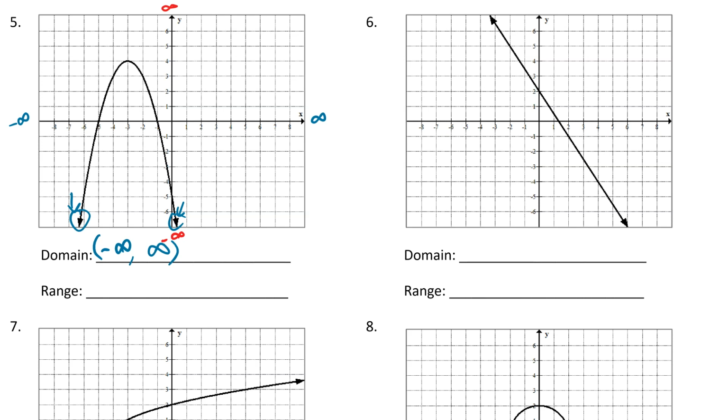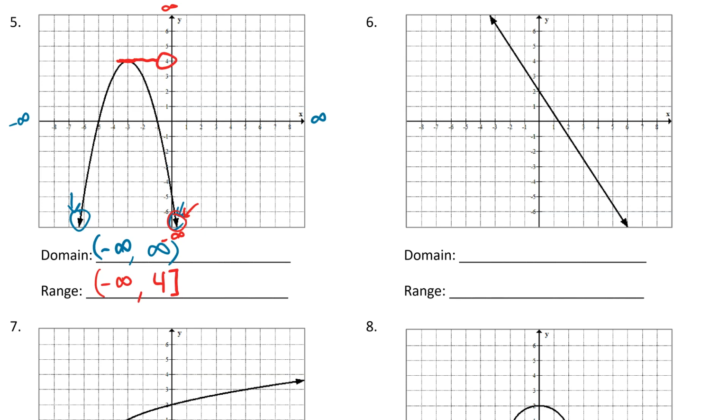Alright, now let's look at the range. So for the range, we have arrows pointing down, so our lowest point would be negative infinity. Alright, now our highest point. So it does actually stop whenever it's going up and turns around. So we do have a highest point, and that would be at 4. Now remember, this one gets a bracket because it doesn't have any circle whatsoever. And it also doesn't have an arrow.